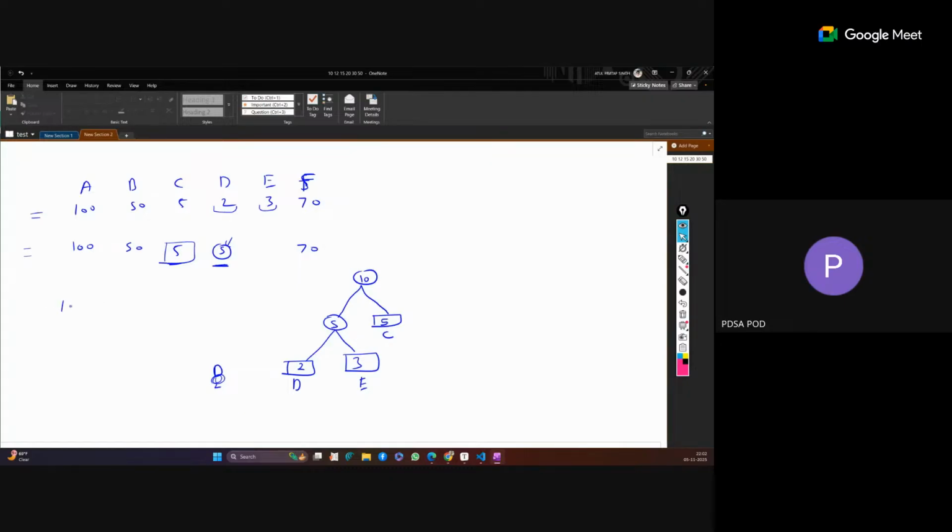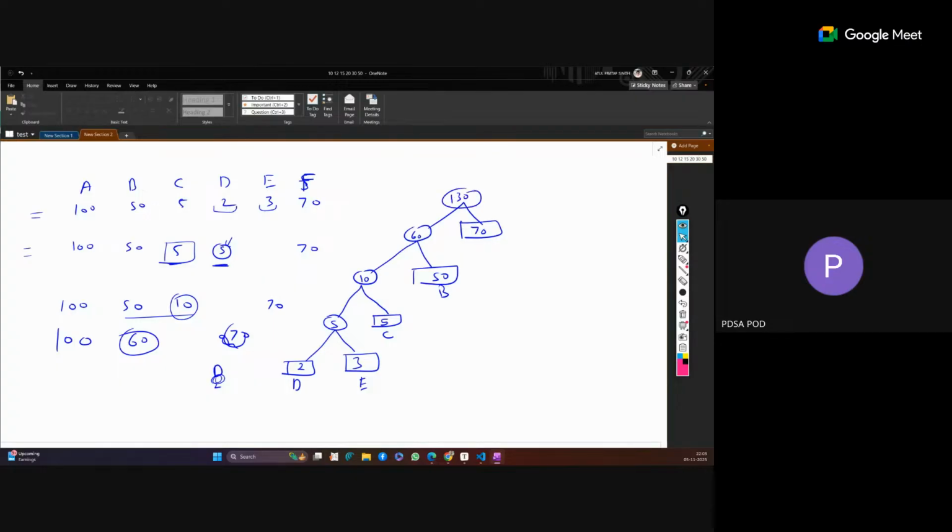Now we have the remaining frequencies like 100, 50, and then 10 and 70. So what are the two smallest ones? This 50 and 10. 10 is already there, so this is the calculated one, and 50 is the actual, so I have written 50 here. We'll add, and this 50 is B, and this becomes 60. So 100, and then this becomes 60, and then 70. Now 60 is already there, and we will select the two smallest, 60 and 70. So 70 will come with this, and this adds to 130.